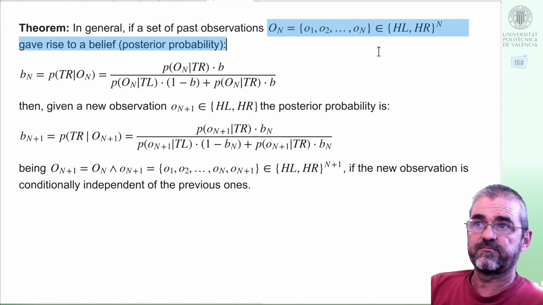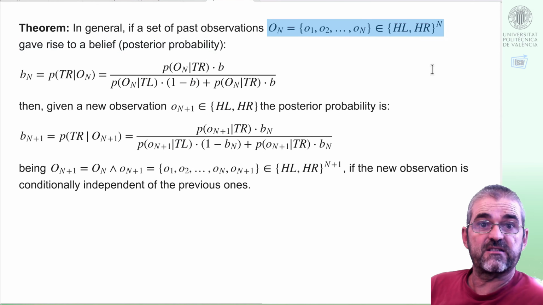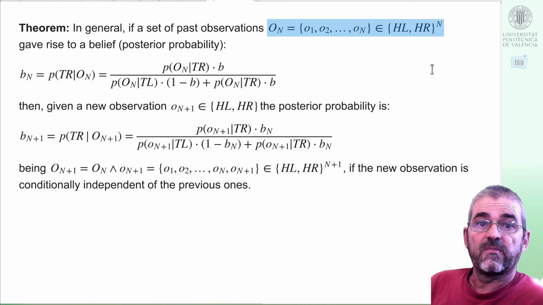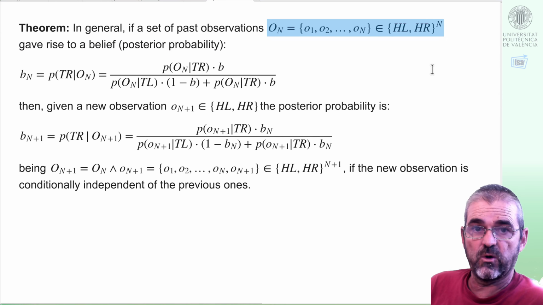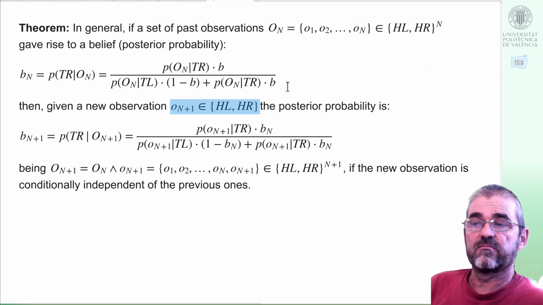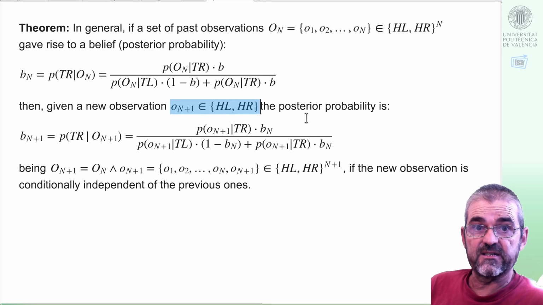Let us assume that I have a set of past observations, left, right, left, on which side the tiger roars, and then I will symbolize that set of past experience with capital O subscript capital N, and then I will assume that I get a new observation, lowercase o subscript n plus 1.